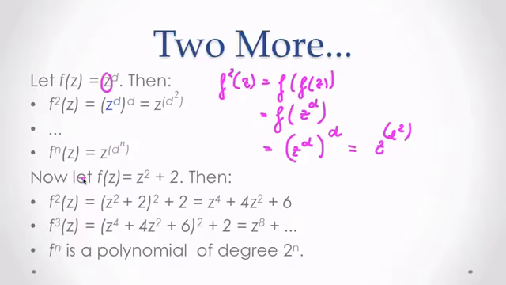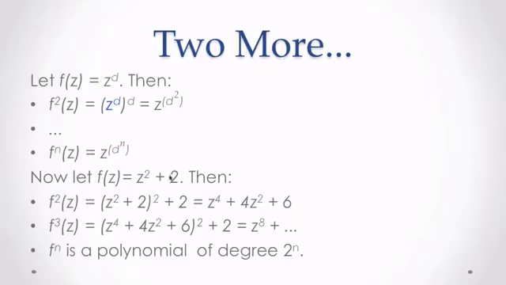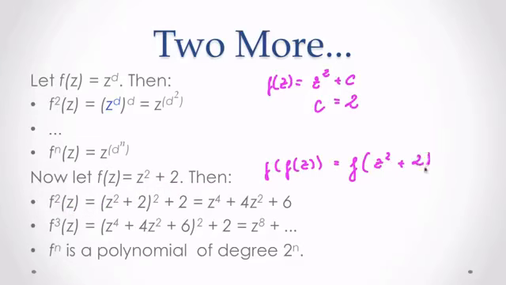Last example. Let's look at f of z equals z squared plus 2. So this is exactly a function of the form that we're interested in. We want to study functions of the form f of z equals z squared plus c. So z squared plus 2, that's the function that we obtain when c is equal to 2. So what is f2 of z? Well, that is f of f of z. So what is f of z? It's z squared plus 2. So we need to plug in z squared plus 2 into the function f. So wherever you see a z, we're going to replace that with z squared plus 2.